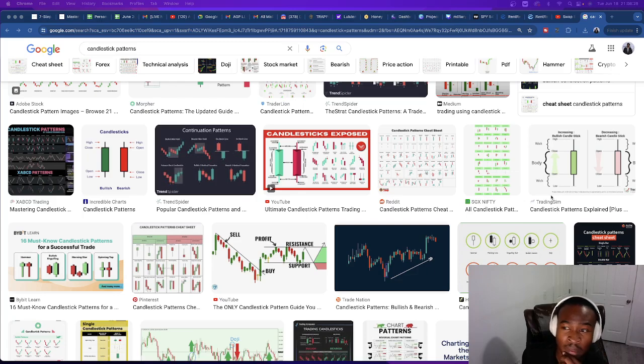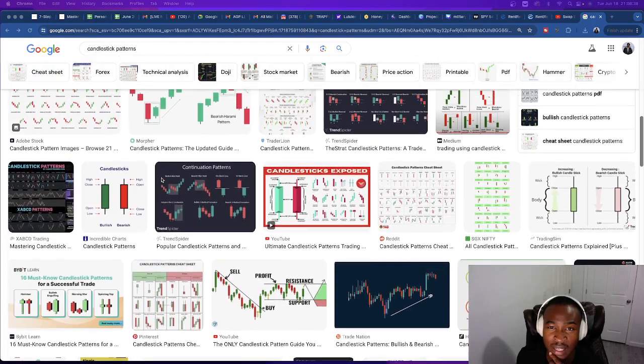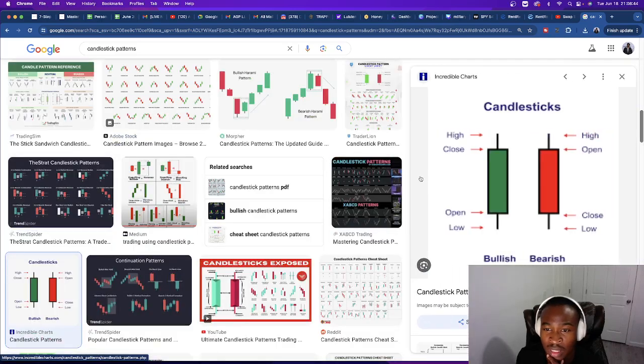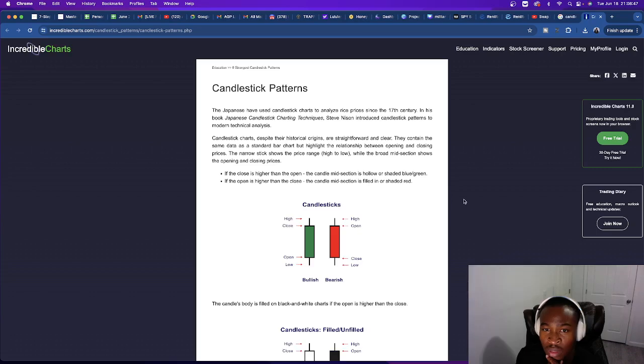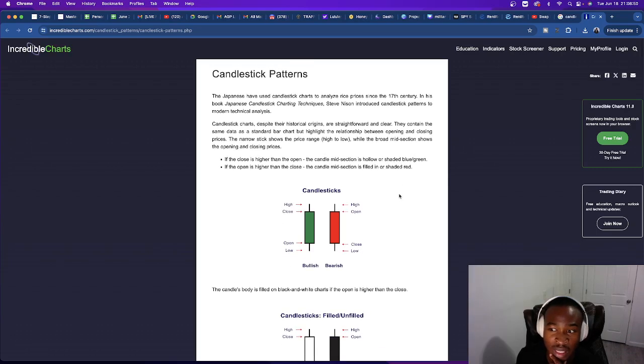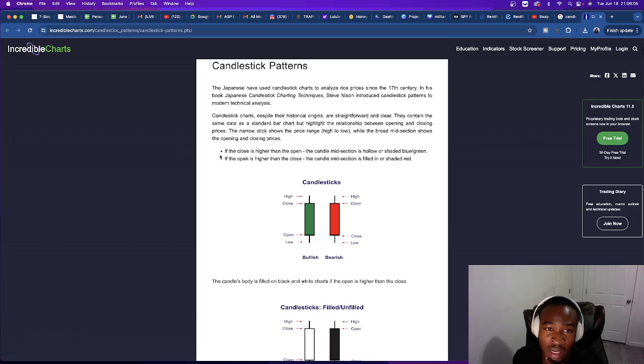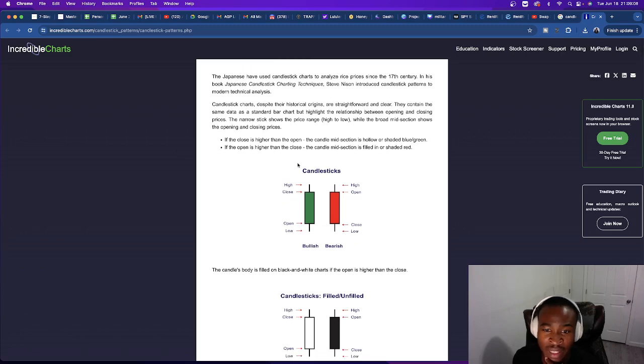I don't know which one you guys like, but I basically went on Google and searched candlestick patterns. You guys will see this exact thing pop up, and I kind of like this right here, so I'm going to open this. As you guys can see, I don't know who this is. Incredible Charts, shouts out to y'all. But we're just basically going to be explaining this, right? I guess I could read this, and it gives pretty much good information on it.